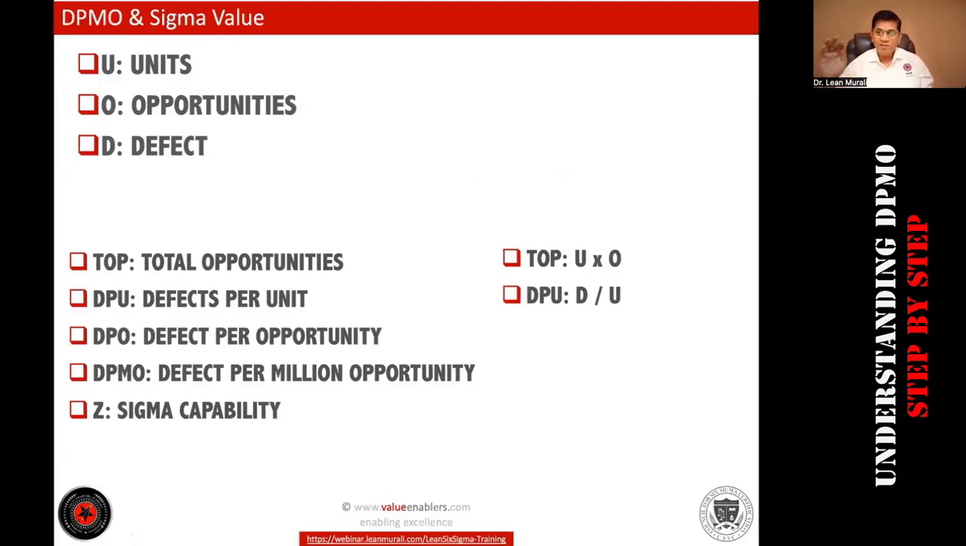If this is clear, on a scale of 1 to 10, please give me 9 or 10 if it is super, super clear. And defects per opportunity: we know the total number of opportunities, so it is defects divided by total number of opportunities. Defects per million opportunities is just defects per opportunity into 10 power 6. I'll give you an exercise for that. How many of you are ready to solve that exercise? Just type ready in the chat box.